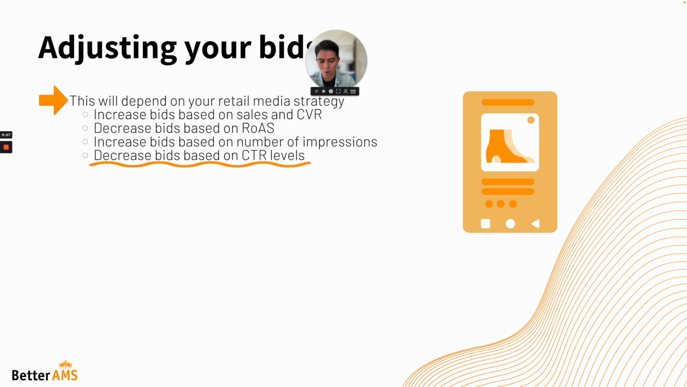So if you had 50,000 impressions within the first 24 or 48 hours, but your clicks were only 4 or 3, I don't know, that might showcase a relevancy issue, right? So definitely consider go ahead and decrease your bids or pause that target because it doesn't necessarily make sense to run it, right? So that's my advice on adjusting your bids. This comes from BetterAMS advertising philosophy.